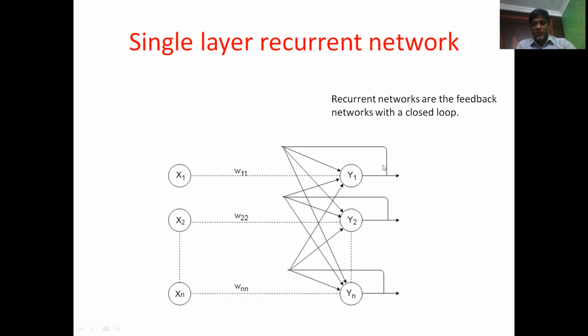Recurrent networks are called as feedback networks. The reason is the output of neuron is connected back to the neurons of same layer. Similarly, output of Y2 is connected to Y1, Y2, and so on Yn. So because the outputs of neurons are connected back to all the neurons of the same layer, these are called as single layer recurrent neural network. So there exists only one input layer and one output layer here. Output neurons are connected as feedback neurons.